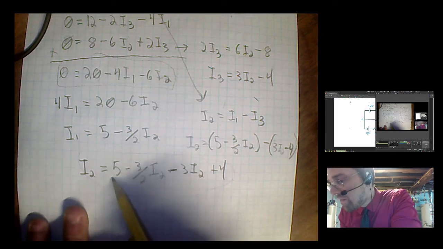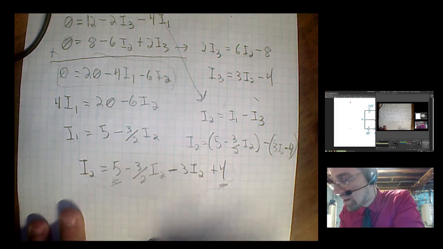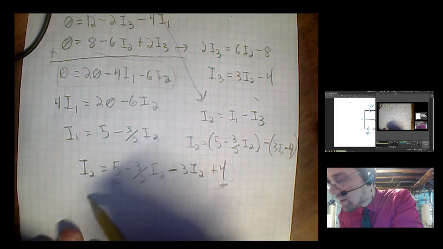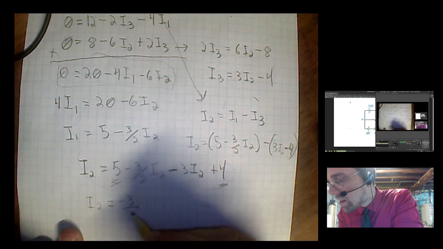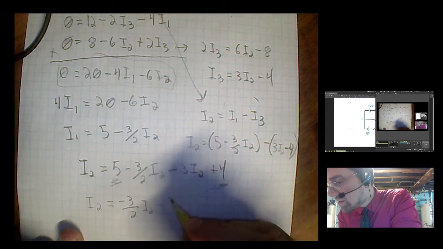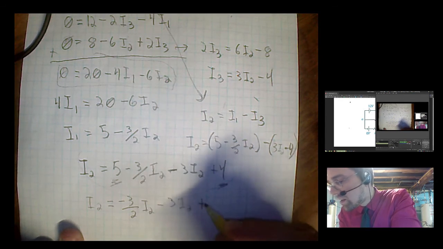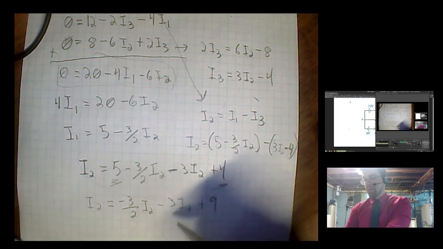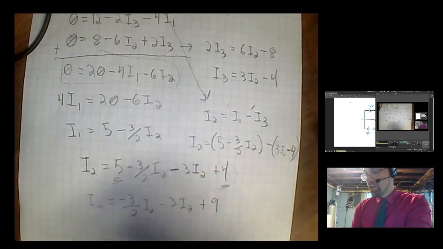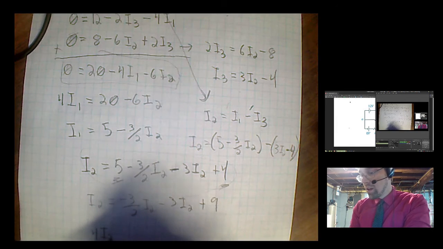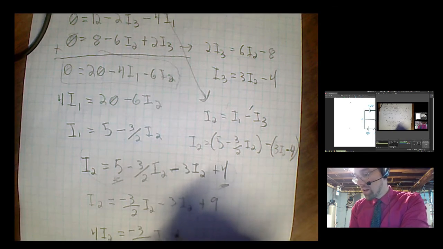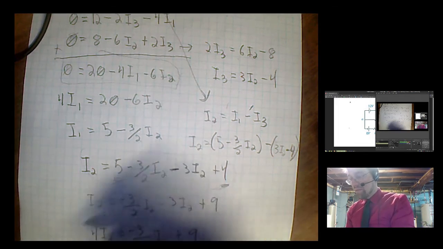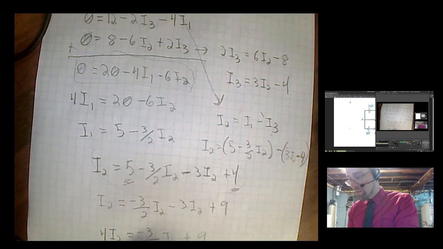Okay, first of all, 5 plus 4 is 9. Minus 3I2 plus 9. Alright, I'm going to add 3I2 over. So here I have 4I2 equals negative 3 over 2. Okay, then I'm going to add 3 halves. Right, so 4 plus 1 1/2. Right, because that's the decimal version.